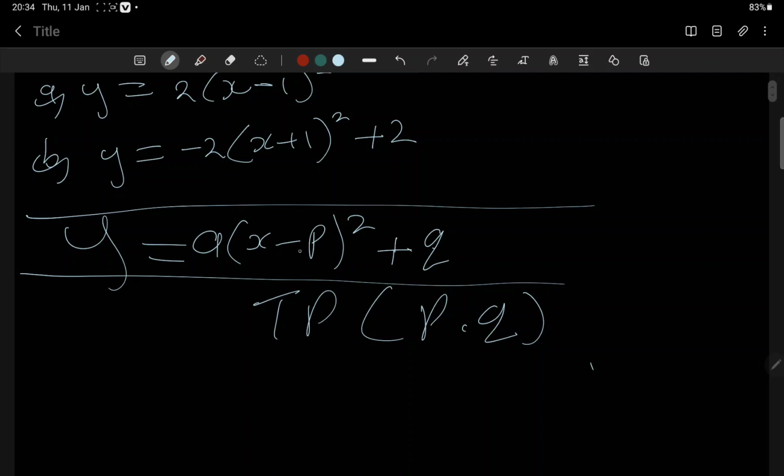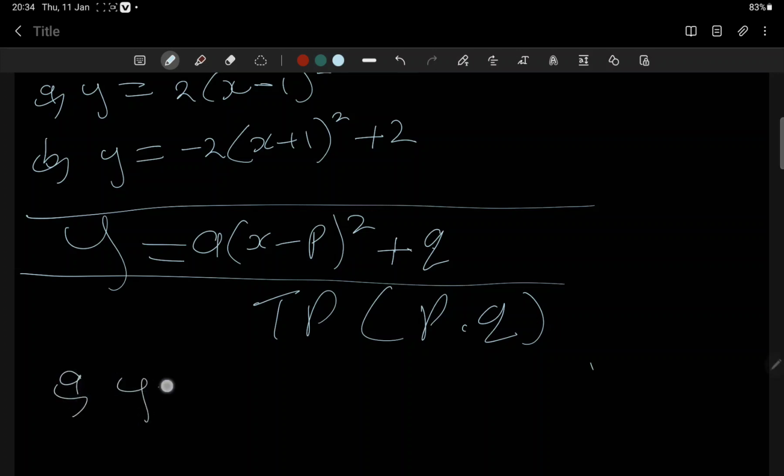If p is given as negative, then positive p is the turning point. If p is given as positive, then negative p is the turning point. Also look for the intercepts, both x and y intercept. Then that's all you need to sketch the graph.